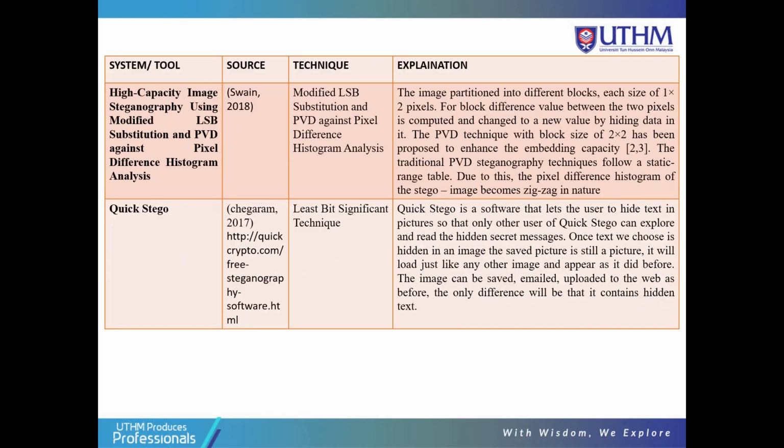Next is high capacity image steganography using modified LSB substitution and PVD against pixel difference histogram analysis. For this particular tool, the image is partitioned into different blocks with a size of 1 times 2 pixels. For each block, the difference value between 2 pixels is computed and changed to a new value by hiding data in it. The PVD technique with a block size of 2 times 2 has been proposed to enhance the embedded capacity.